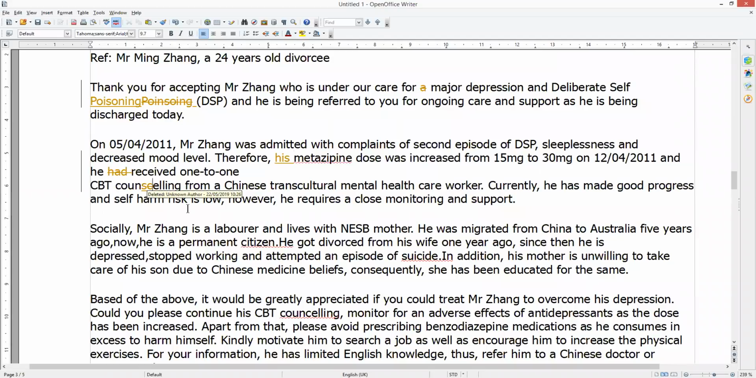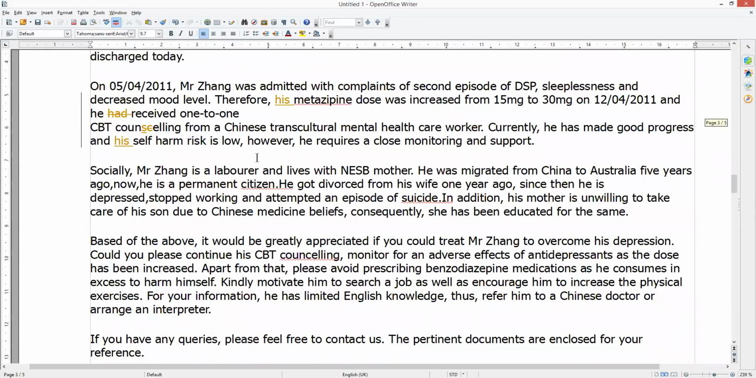Currently he's made good progress on self-harm risk and the self-harm risk or his self-harm risk. Again, we need an article or a pronoun is low. He requires, now, we don't need an article there, simply close monitoring, no article required because we can't really count to that.